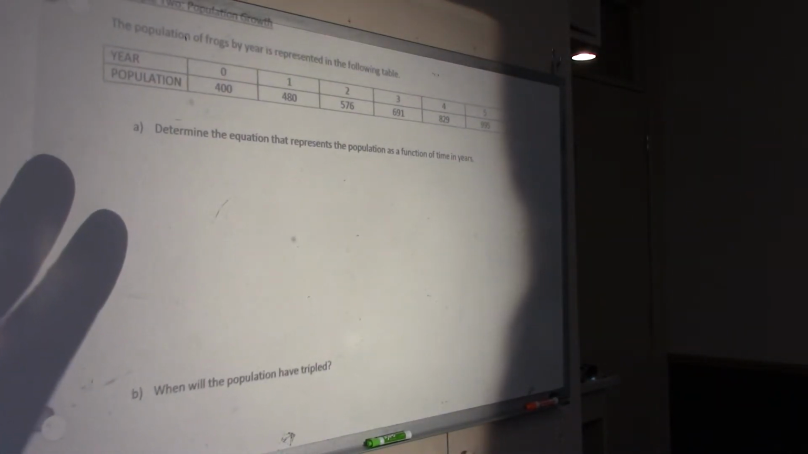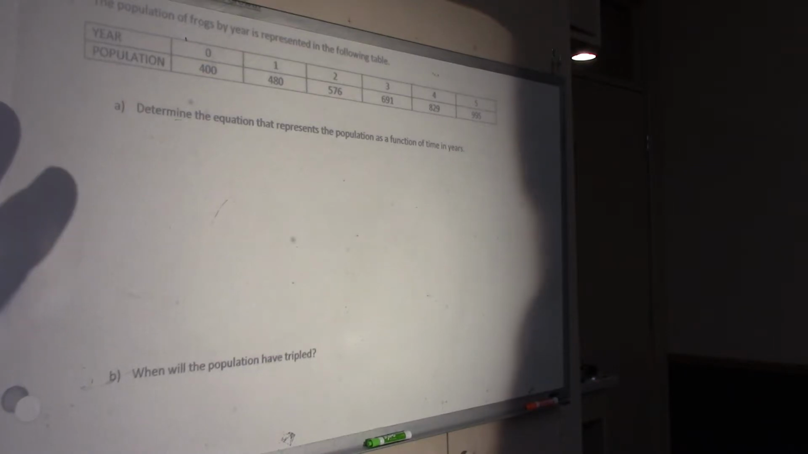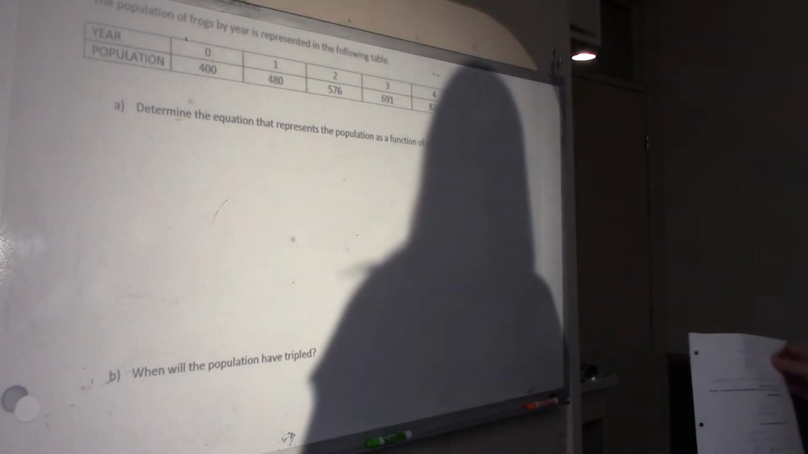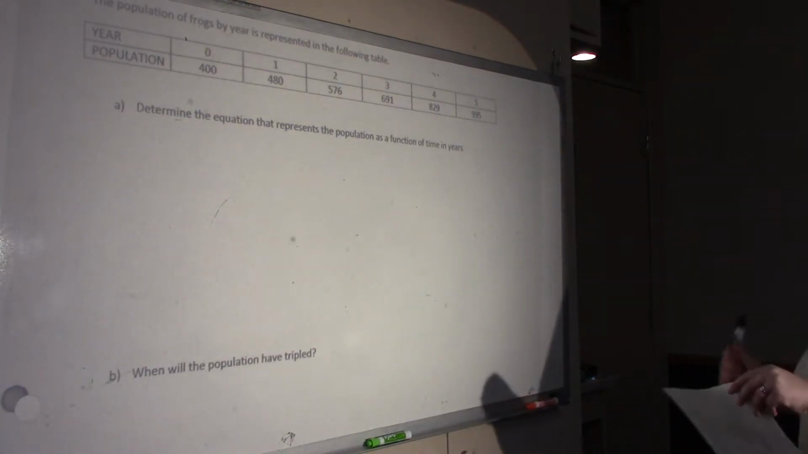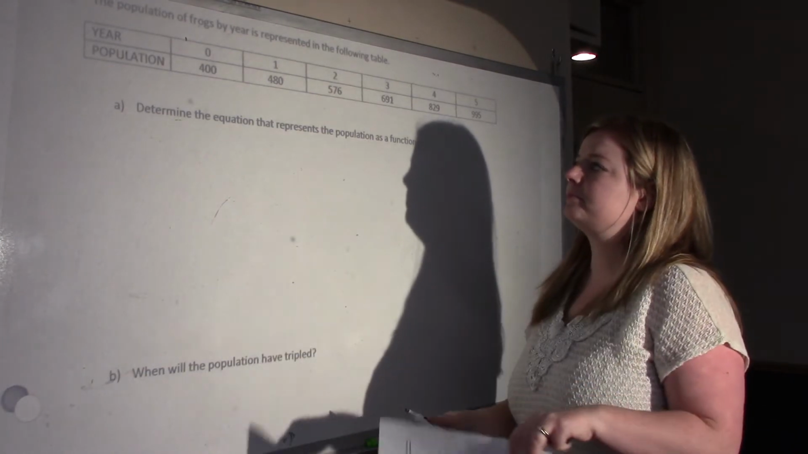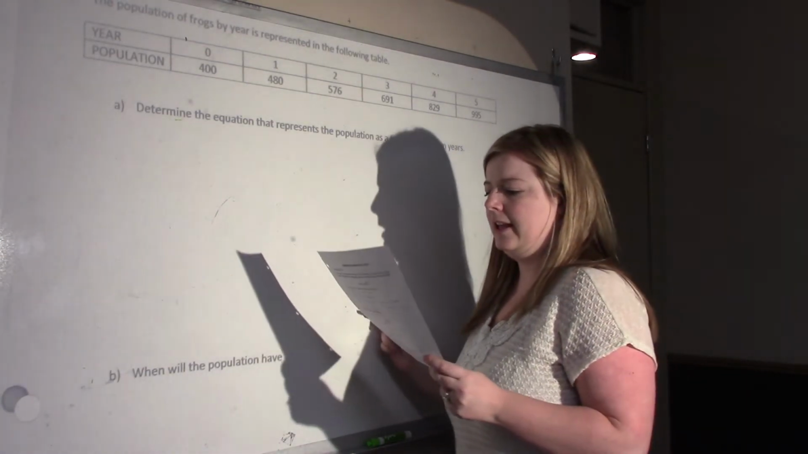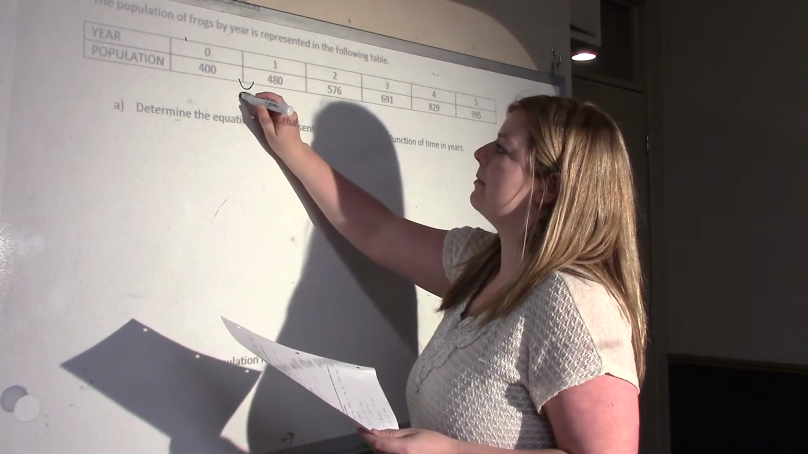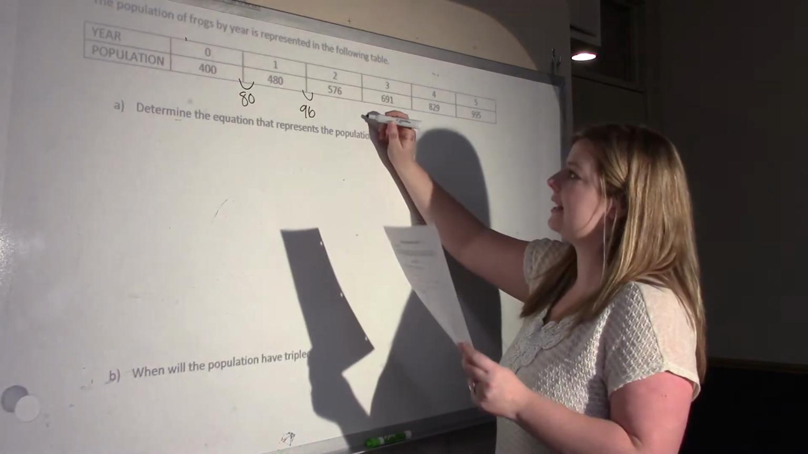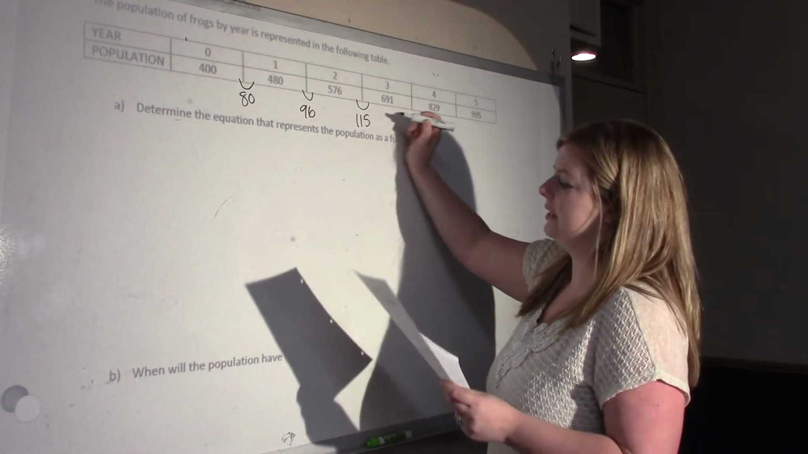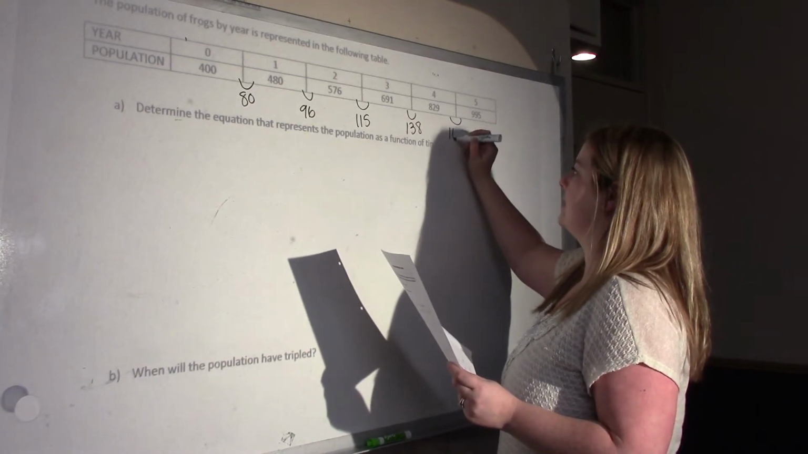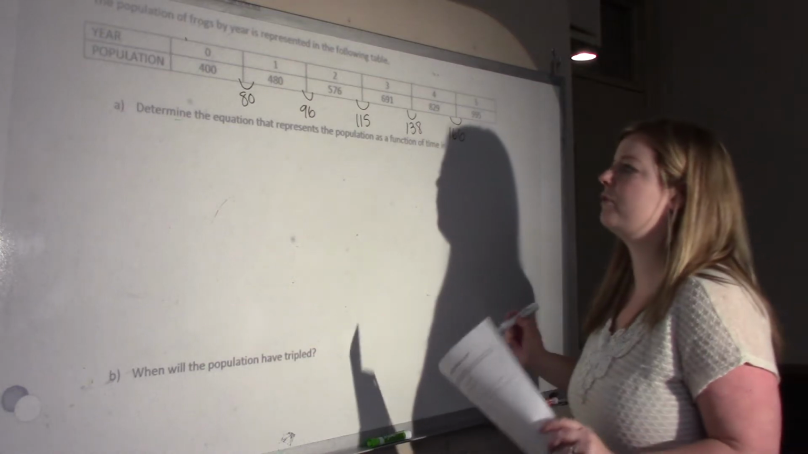Okay, so here is something that is given with a table of values. It's population growth of some frogs. You'll notice that the years are increasing by a constant amount, 1 year each time. And the population is going up by 80, and then by 96, and then by 115, and then by 138, and then 166. So there's definitely growth here.